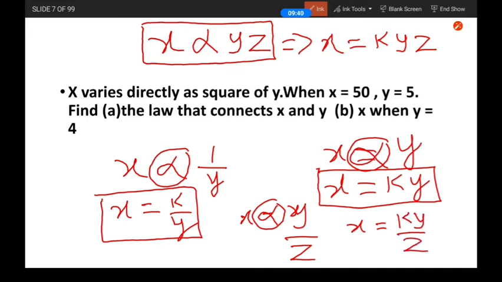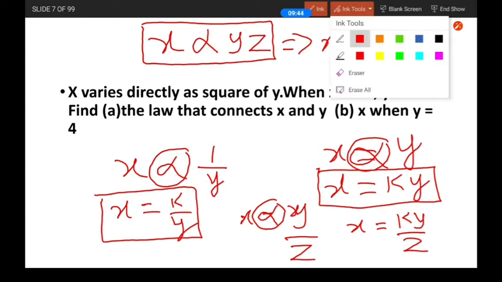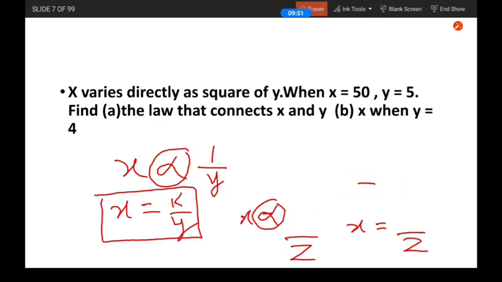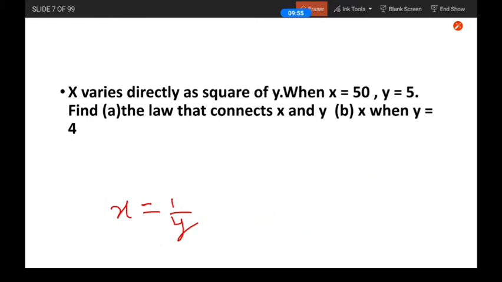So I have been able to take you through direct variation, inverse variation, and joint variation. Now let's solve some questions on them. Yes. Now look at this question.